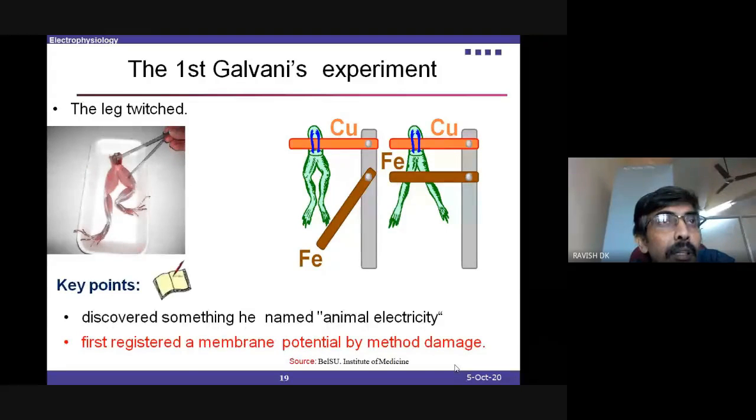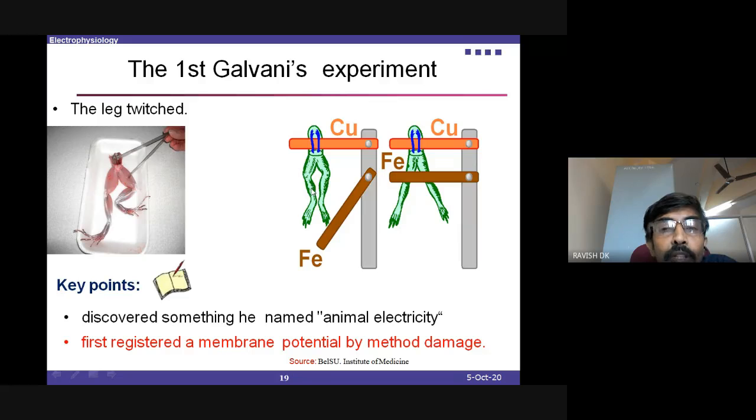Then he published the paper and gave the theory, and he came and told this to Volta. Volta is another contemporary inventor, working in electrical engineering, on how electrical current passes in metals. So he brought a frog leg to the laboratory. You can see in the figure here the frog leg, and he is connecting this copper and iron wire with electrical current and touching it.